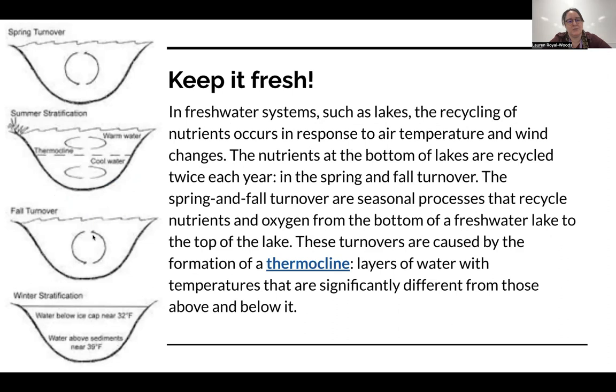Anyway, freshwater systems have the recycling of nutrients as well, in response to air temperature and wind changes. The nutrients at the bottom of lakes are recycled twice a year, and this is called spring and fall turnovers. It's a seasonal process that recycles nutrients and oxygen from the bottom to the top of the lake. These turnovers are caused by the thermocline, which are layers of temperatures that are significantly different from those above and below.